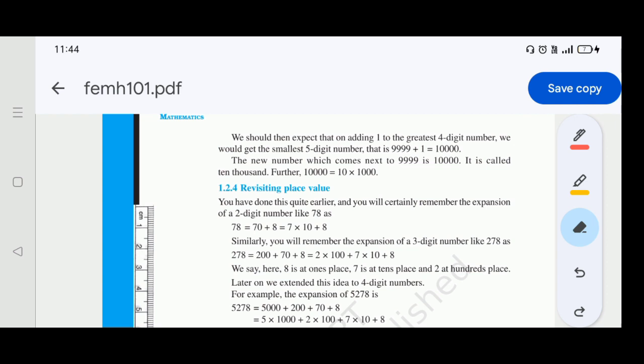We should then expect that on adding 1 to the greatest 4-digit number, we would get the smallest 5-digit number, that is 9999 plus 1 is equal to 10,000, right? So the new number which comes next to 9999 is nothing but 10,000. It is called ten thousand in words. So we can say, as I have already written on the previous page, that 10,000 is equal to 10 times 1000.